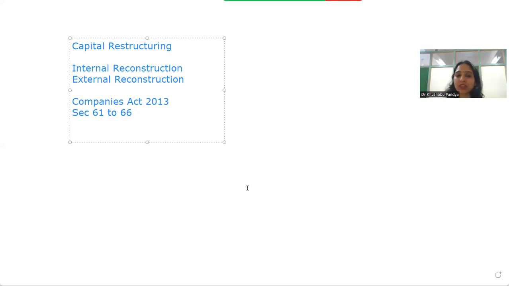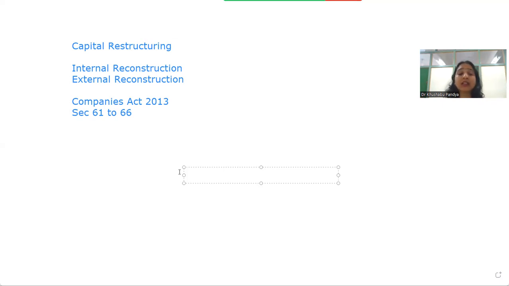Now, under capital restructuring, there are two types: internal reconstruction and external reconstruction. Under internal reconstruction, there is an internal adjustment, where the company is reducing share capital and offering a new capital structure to the existing equity shareholders and preference shareholders. No new company comes into existence under internal reconstruction, whereas external reconstruction results in the formation of a new company.